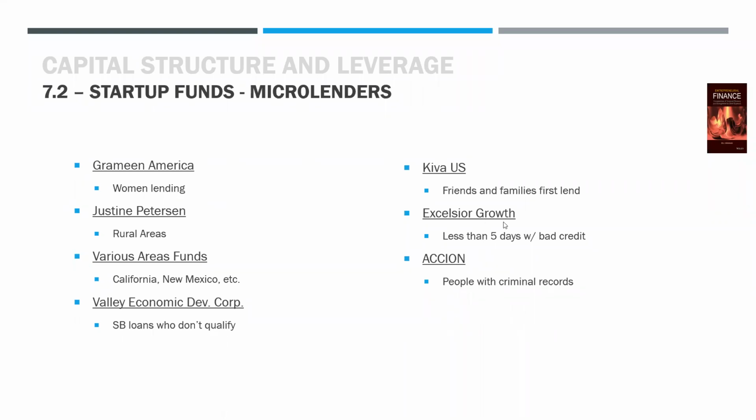There's this company called Excelsior Growth. Generally, your turnaround is less than 5 days and bad credit is accepted. Interest rates, however, might be high. This company called ACCION is geared towards individuals with criminal records and helping them get started with businesses. Because that can be a deterrent sometimes in getting a loan as well.